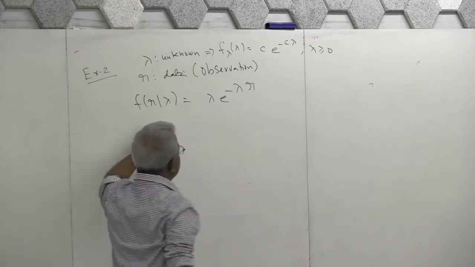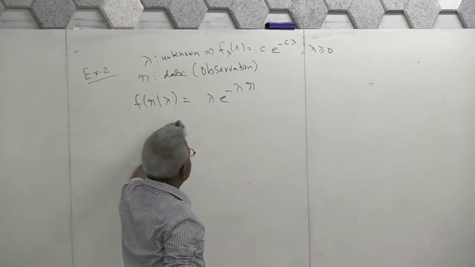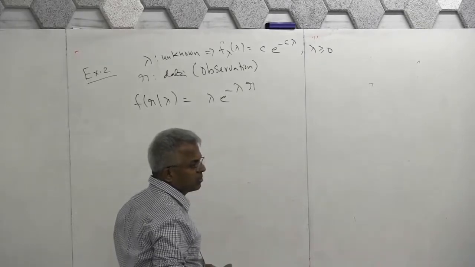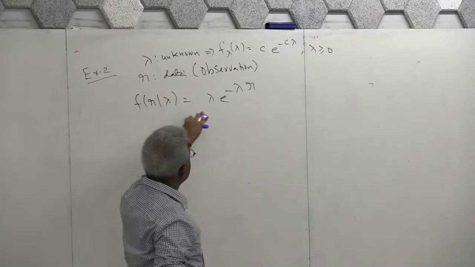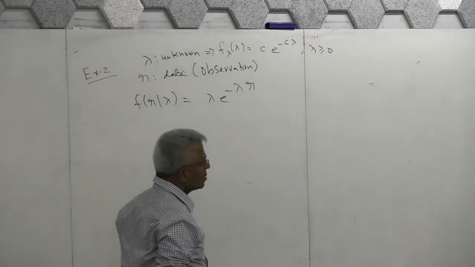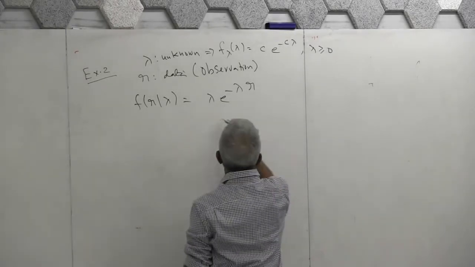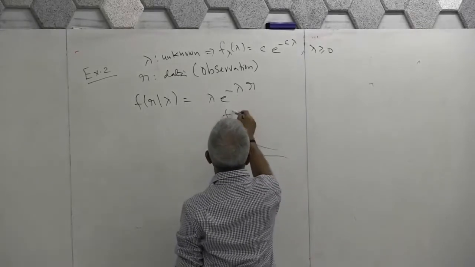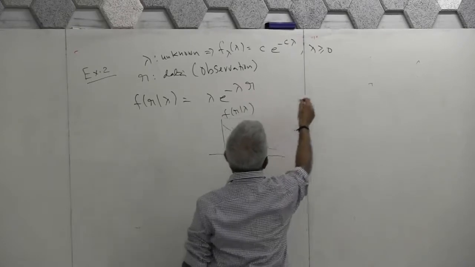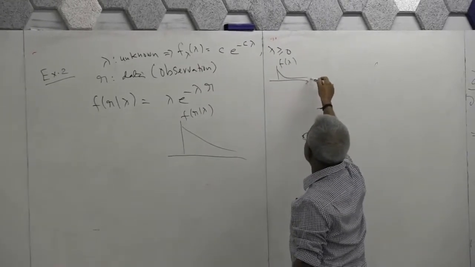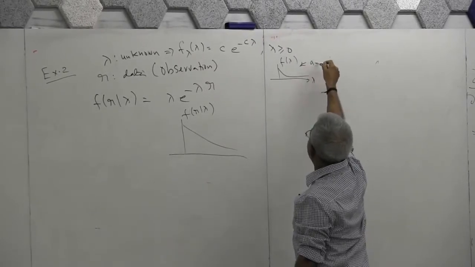Then you observe the data. The data itself is exponential. So this is a double exponential problem, right? Data given lambda has an exponential behavior, right? So exponential looks like what? Like this, right? So this is your a priori.